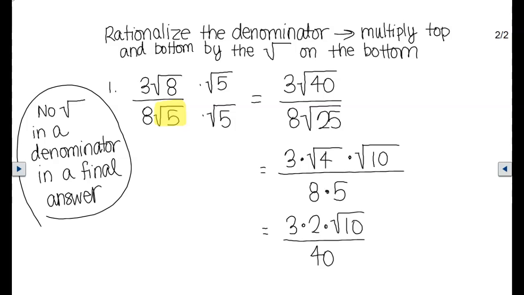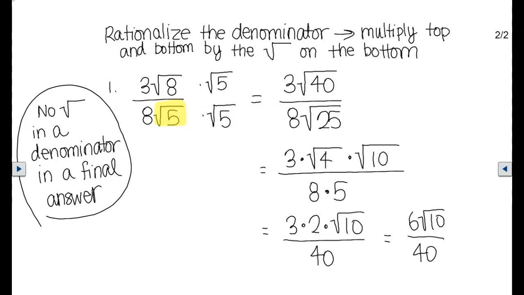See, a little more simplifying I can do on the top. I can do 3 times 2 and get 6 square roots of 10 over 40. And I want you to notice what has happened here. We have gotten rid of that square root that was on the bottom. It went away, which is the whole purpose of doing this. So there's a square root on the top now, but not one on the bottom. That's what you want.